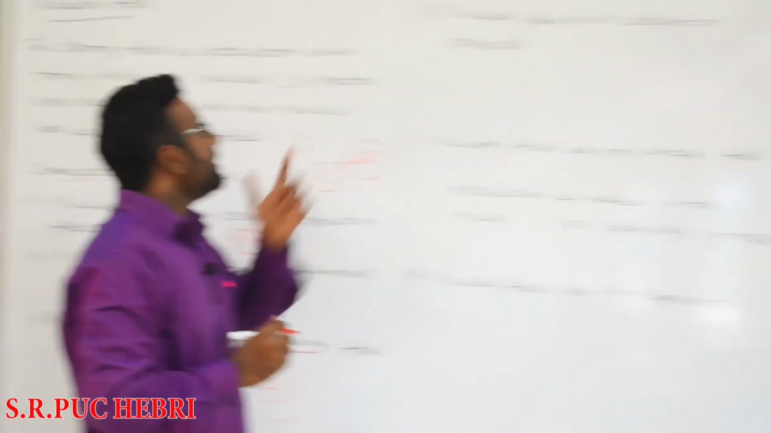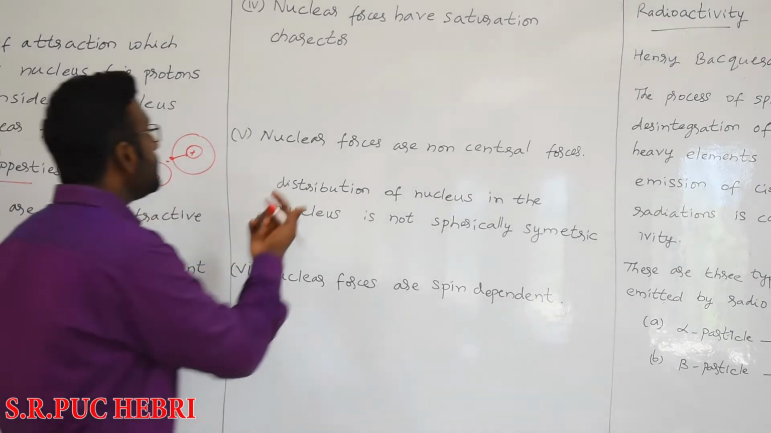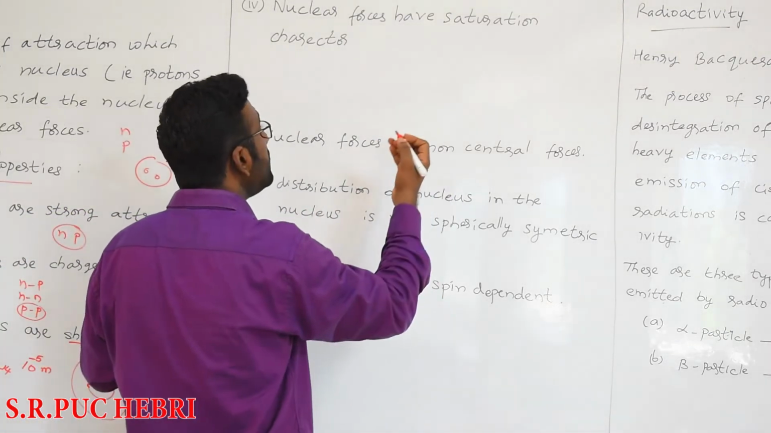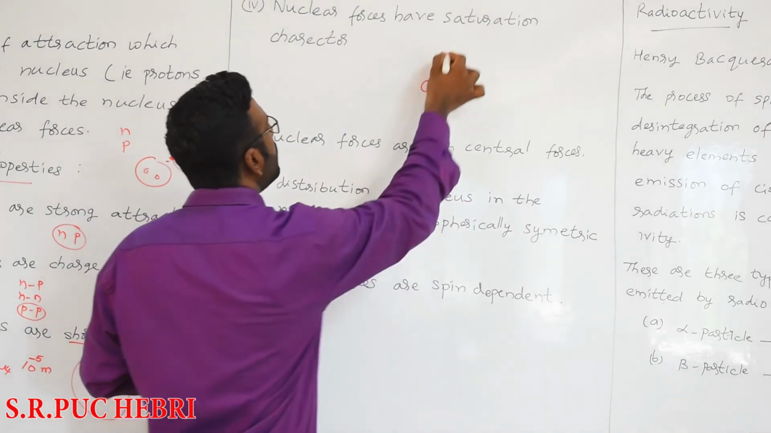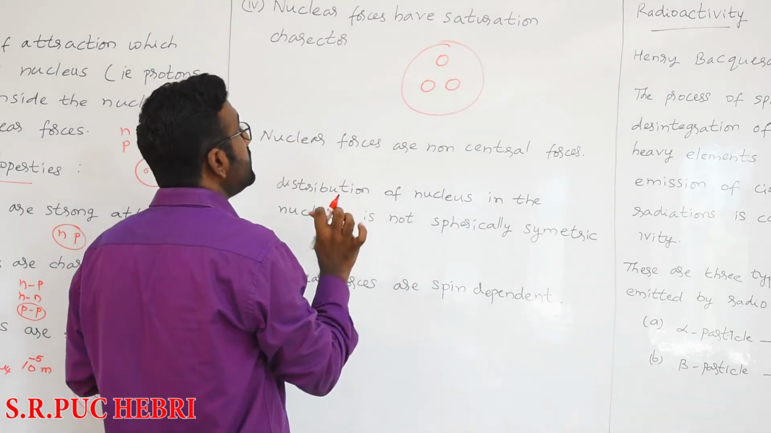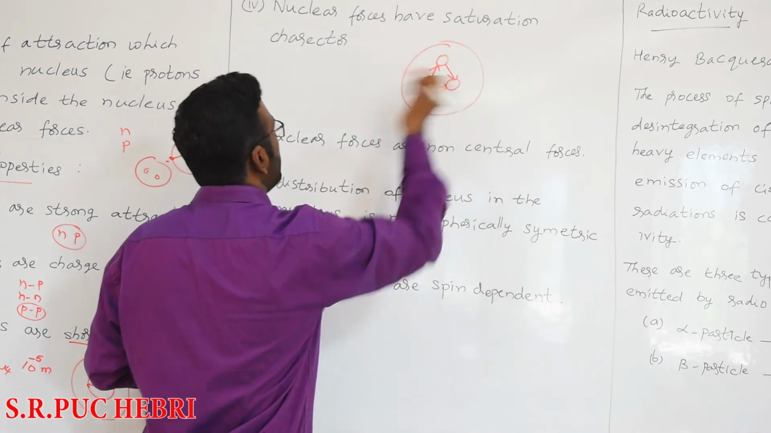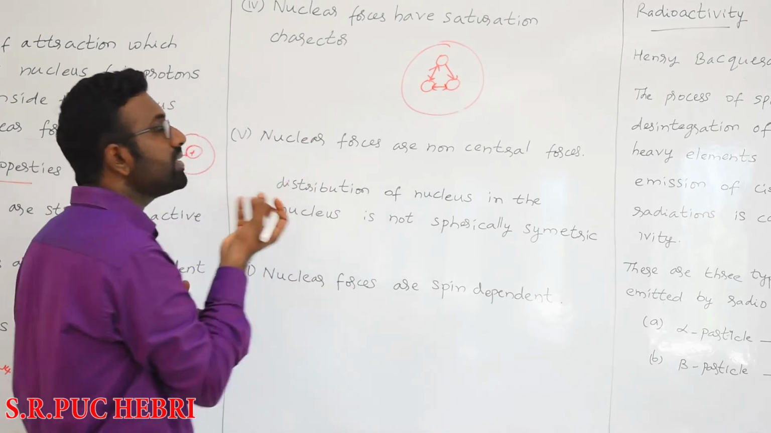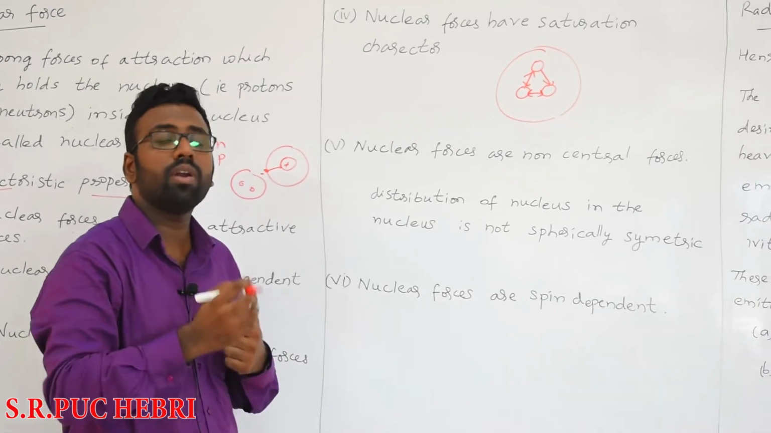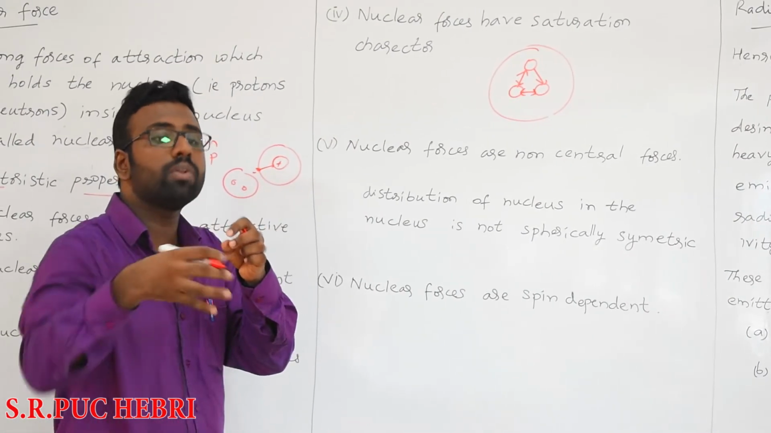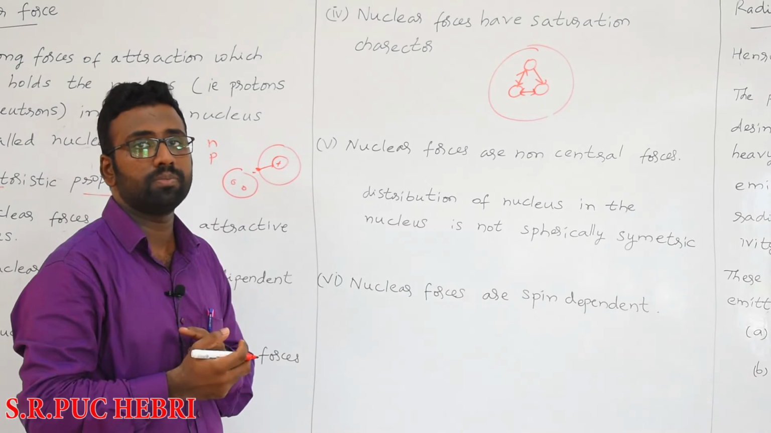Next, nuclear forces have saturation character. What is the meaning of saturation? Saturation means we can say that the interaction is not with all the nucleons inside the nucleus. So nucleons can interact only with the neighbors of it. So a limited number of neighbors can have the interaction. So that's the reason why we call it saturation character. One nucleon, if I consider, cannot interact with all the nucleons. So it has to have a limited number of interactions.